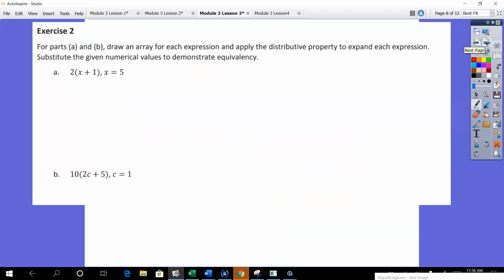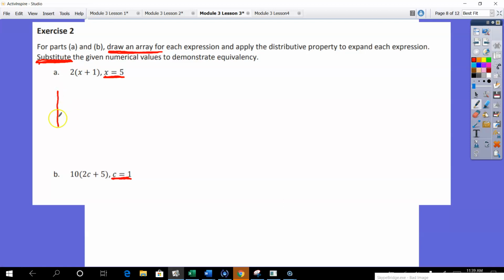But it did work. Okay, so exercise 2, you're going to have to draw an array. That's what we have been doing, the boxes for each expression, and then apply the distributive property to expand each expression. Substitute the given numerical values to demonstrate. So then you are also substituting to make sure that it is correct. It tells you what to substitute for. It says use x equals 5 on this one, and use c equals 1 on this one. So pause the video and go ahead and try that.